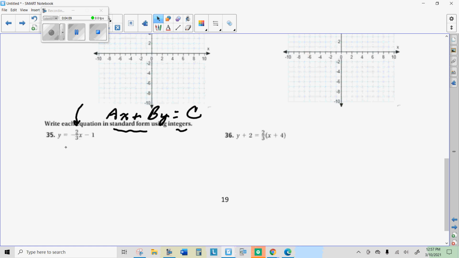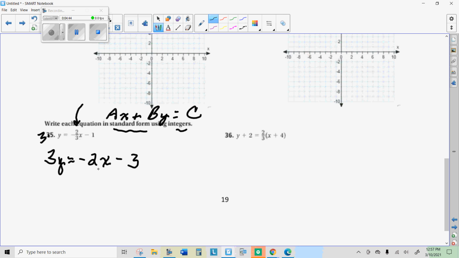The way I'm going to get rid of that fraction, since that is being divided by 3, I'm just going to multiply everything by 3. So multiply everything in the equation by 3, and basically I'm multiplying both sides by 3. But that gives me 3y. Negative 2/3 times 3 equals negative 2. And negative 1 times 3 is, oops, said that wrong, negative 3. I'm sure you would have caught that.